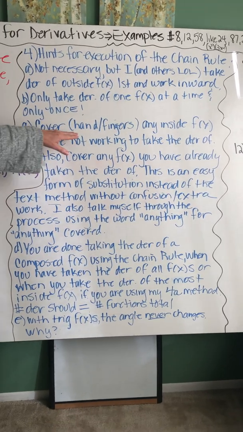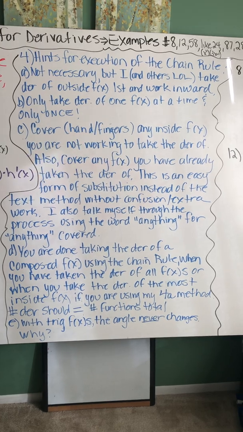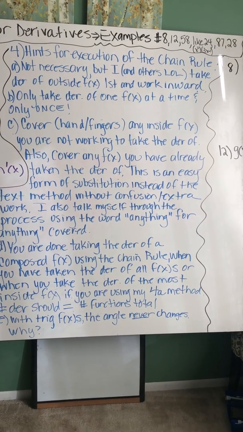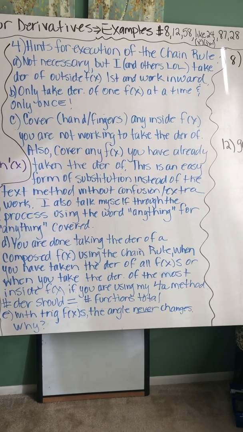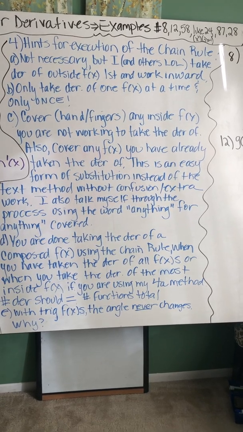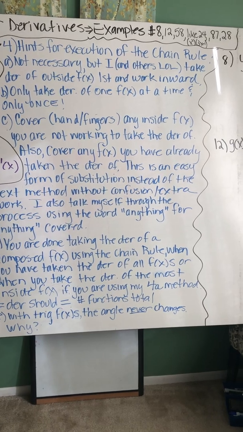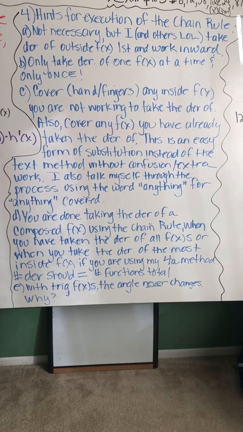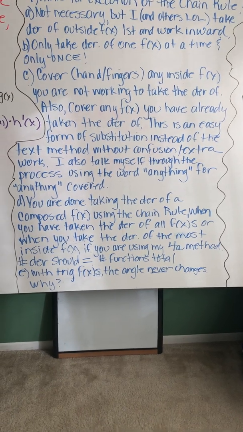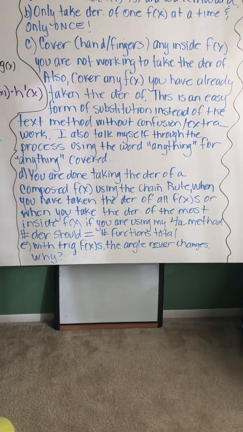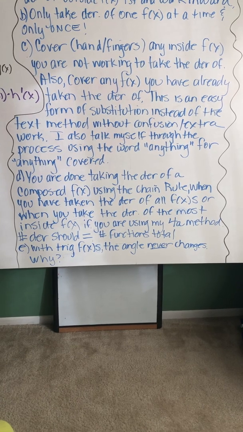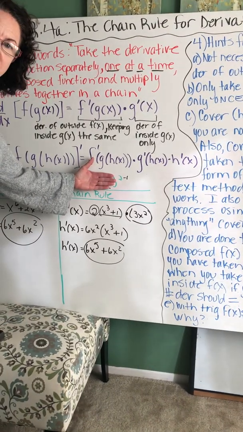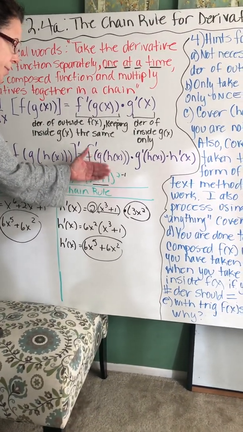C, cover with your hand or fingers any inside function you are not working on to take the derivative of, like I had done over here. Also cover any function you have already taken the derivative of so you don't feel tempted to do it again. This is an easy form of substitution instead of the text method without confusion or extra work. I also talk myself through the process using the word anything for anything I've covered. Right, I did here, I said, what is anything squared?